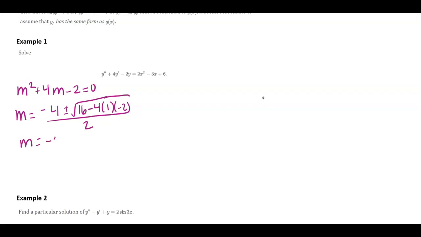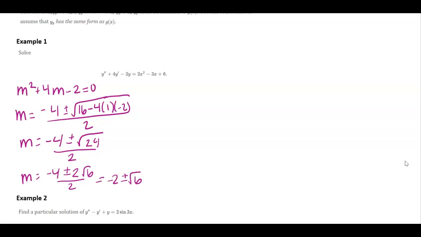m equals negative 4 plus or minus the square root of, let's see, 16 plus 8, 24, over 2. This is 4 times 6, so 2 root 6 over 2, negative 2 plus or minus the square root of 6. Okay, so in my complementary function, I get c1 e to the negative 2 plus root 6 x, and then c2 e to the negative 2 minus root 6 x.